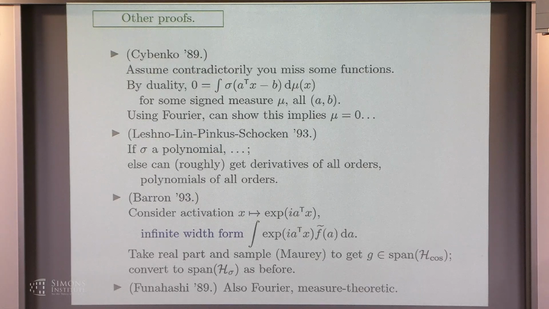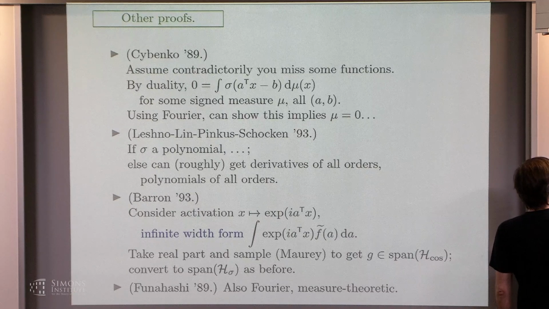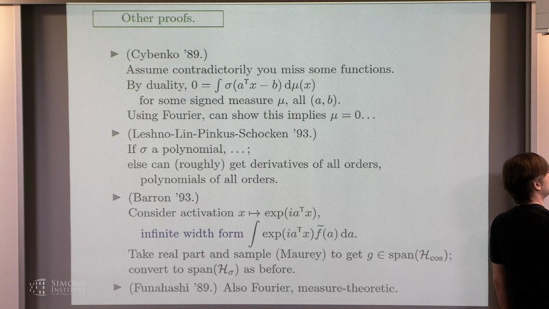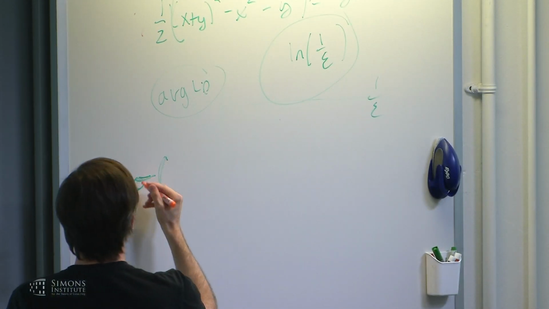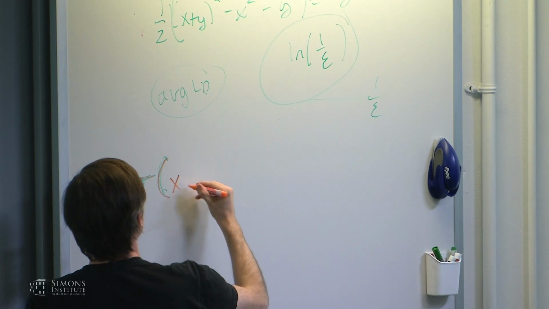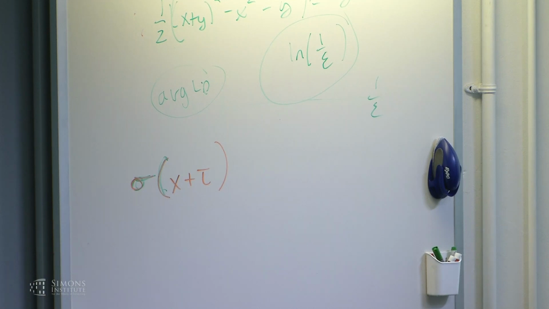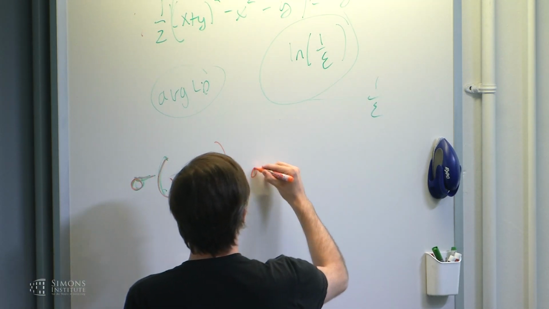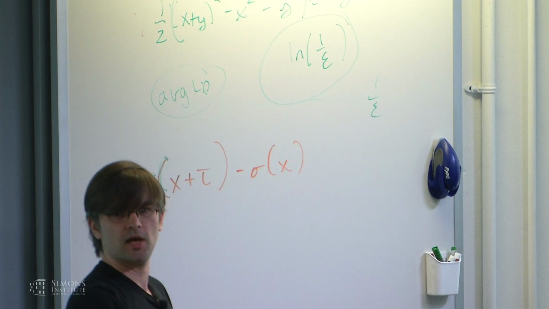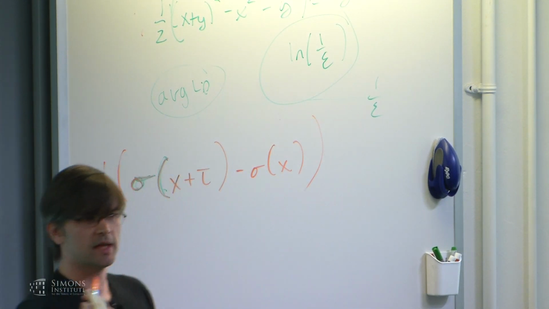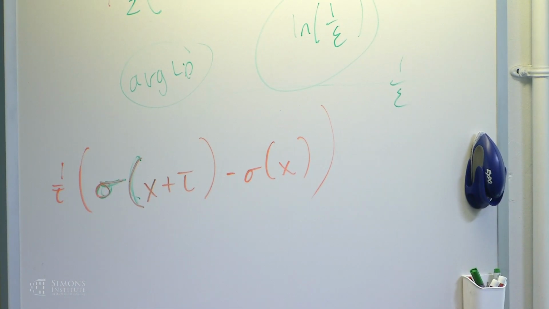I'll just tell you one little trick from the proof. Okay, here's my activation. I'm going to work univariate right now. Here's just some univariate network, right? I'm going to subtract off this. That's a network. And I'm going to scale everything by 1 over tau. Does this look like anything to anybody? What if I take some limits?